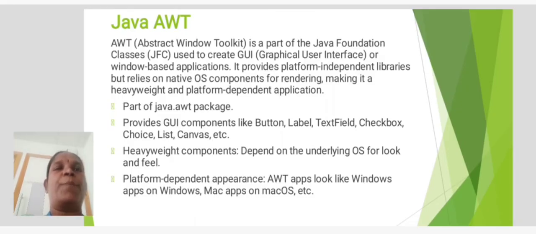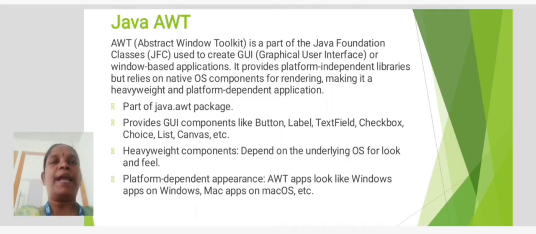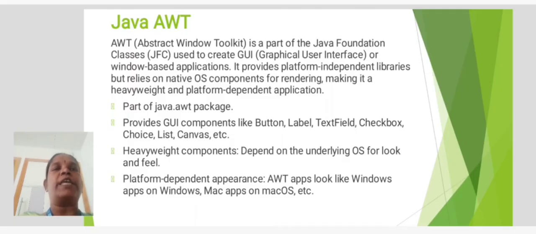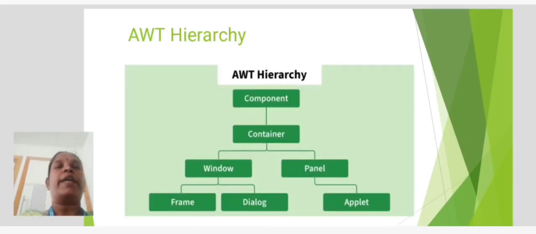The java.awt package provides GUI components like button, label, text field, checkbox, choice, list, canvas, etc. Heavyweight components depend on the underlying OS for look and feel. Platform independence: AWT apps look like Windows apps on Windows, Mac apps on Mac OS, etc. AWT hierarchy components: container consisting of window and panel, window consisting of frame and dialogs, panel consisting of applet.